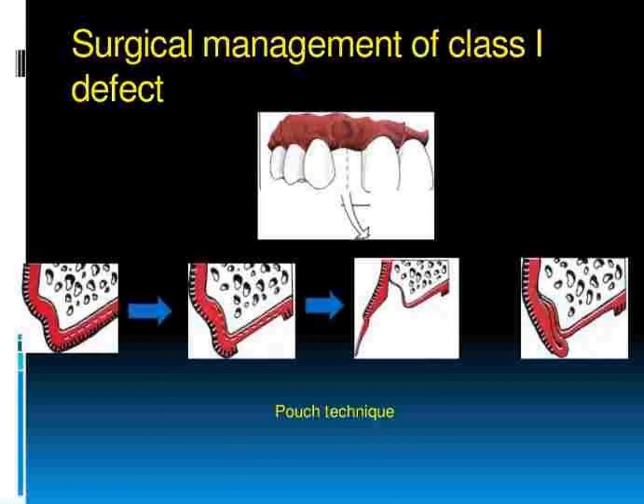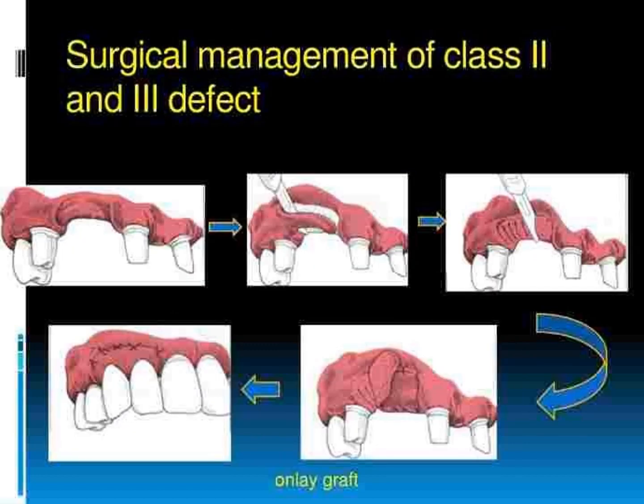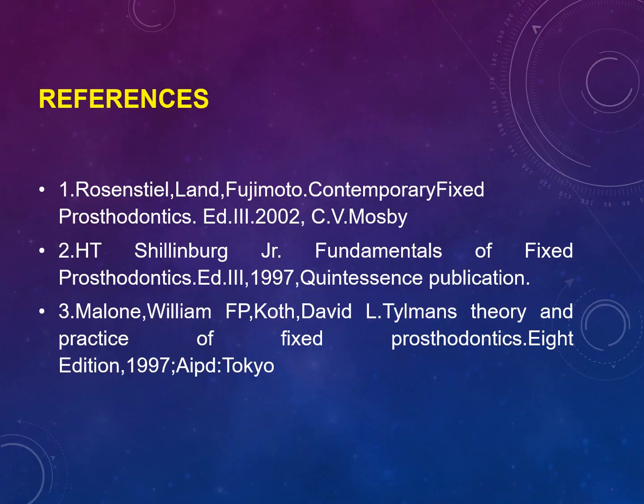Let's see how these defects are managed. In a class 1 defect, we can follow the Abrams technique to increase the width of the residual ridge. In class 2 and class 3 defects, we have to place a graft on the buccal aspect as well as on the crestal area to correct the defect in the occlusal as well as the buccal direction. You can see various types of graft materials, such as onlay graft. For further details, you can refer to the following textbooks regarding this topic. Thank you.